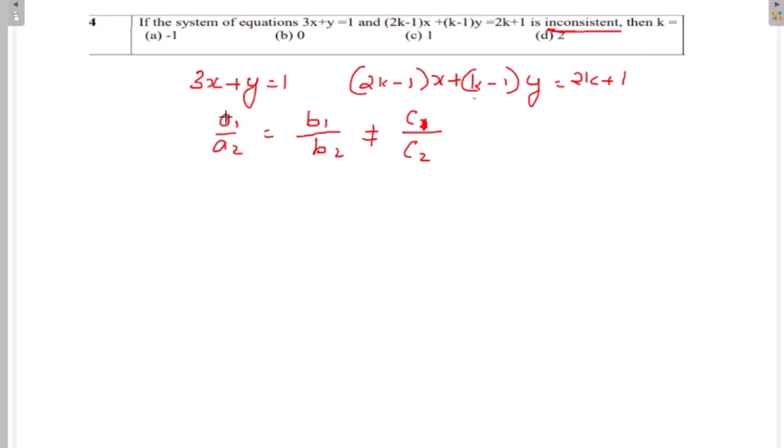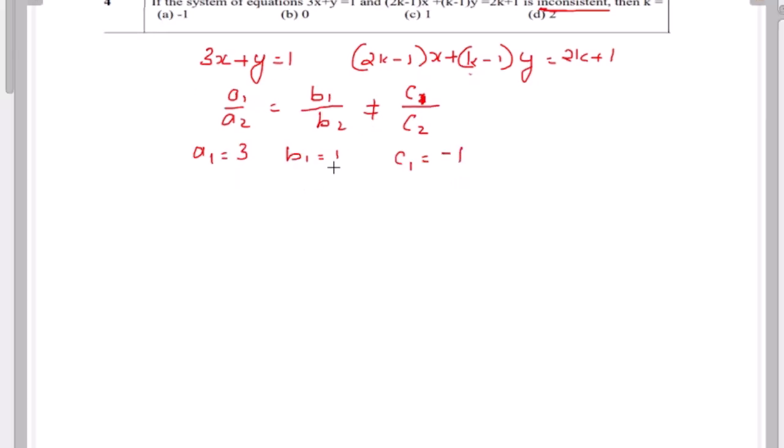Now, what is a1 from this equation? Write all a1, a2, b1, b2, c1 and c2. Now, a1 is equal to 3. b1 is equal to 1, the coefficient of y. From the first equation, the coefficient of y is 1. Now c1, here 1 is given on the right hand side. So c1 must be minus 1, right? Because the basic form is ax plus by plus c is equal to 0. That c must be on the left hand side, but here c is on the right hand side. So c1 must be minus 1.